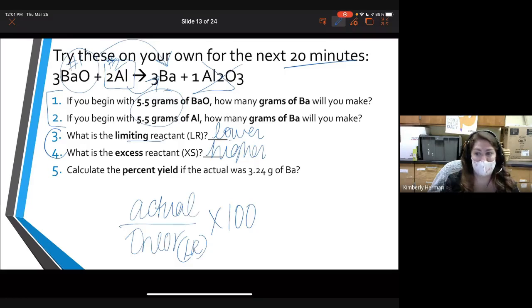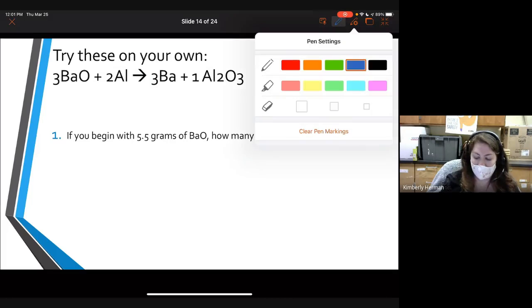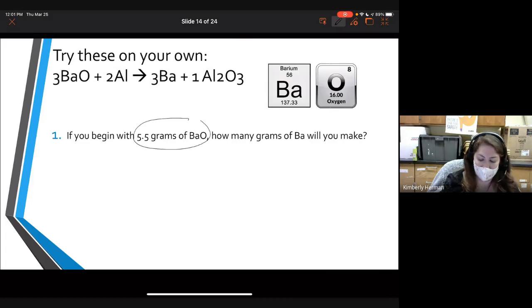So hopefully you have a calculator out and ready to go. I just grabbed mine for it too. So, number 1 says if you begin with 5.5 grams of BaO, how many grams of Ba will you make? So, as soon as we see we're going from grams to grams, we're going to have our 4-step problem.